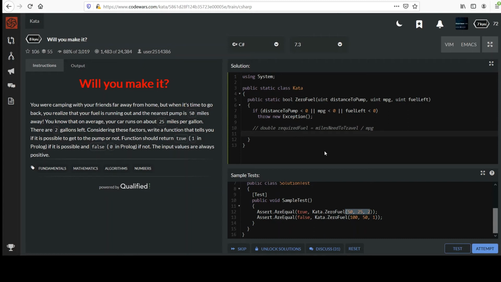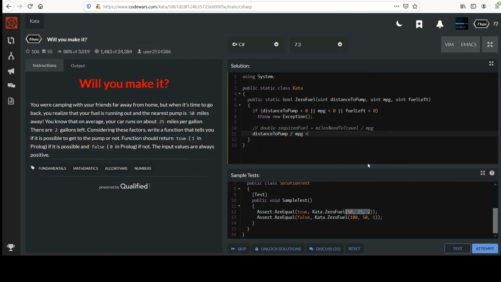Remember, if you take a number like 10 and divide it by 3 and you're using integers, you're not going to get a precise value. Instead of 3 and a third, you're just going to get 3 and you'll lose some information there. And that could be relevant, you know. So we will say distance to pump divided by MPG, right? And we figured out that this will give us a number of gallons that are needed to make it.